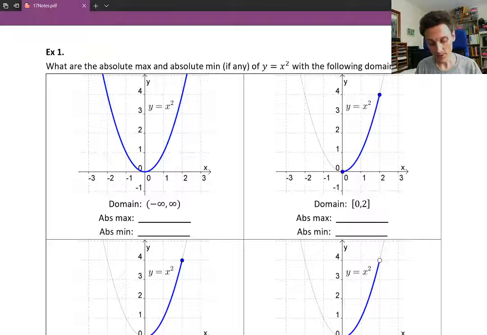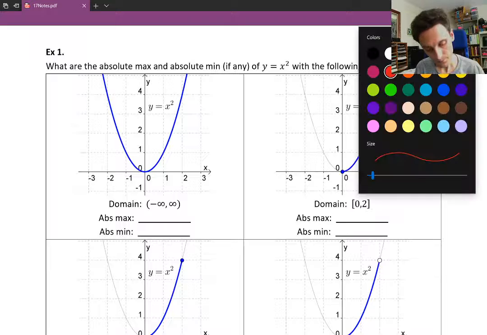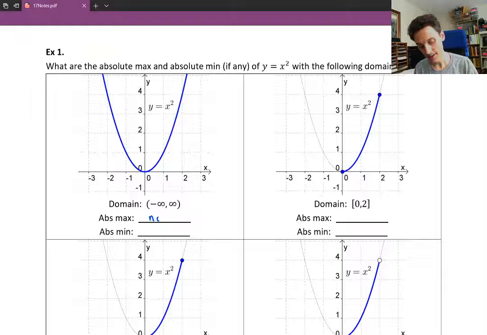So here's the graph with the domain negative infinity to infinity. What would be the absolute max, if any? If you said none, that's correct. There isn't an absolute maximum value. The y values just keep going up to positive infinity and they don't have a ceiling. What about the absolute minimum? That would be 0, and it happens at x equals 0. That's right there at the bottom of the parabola.